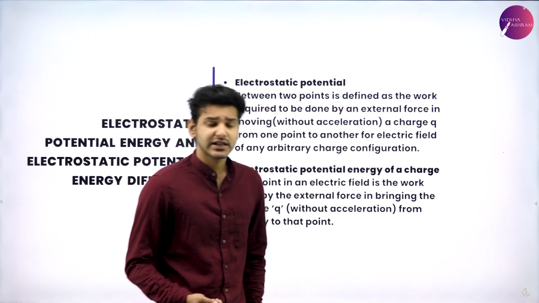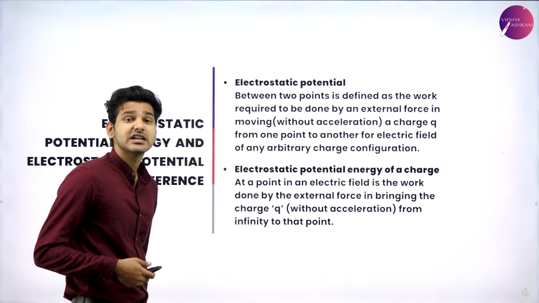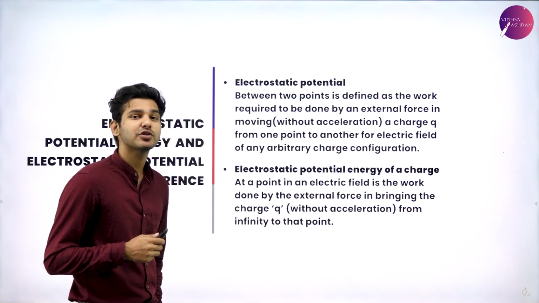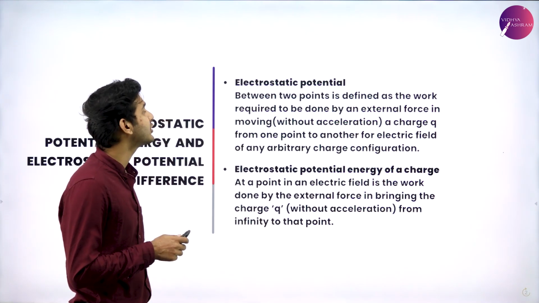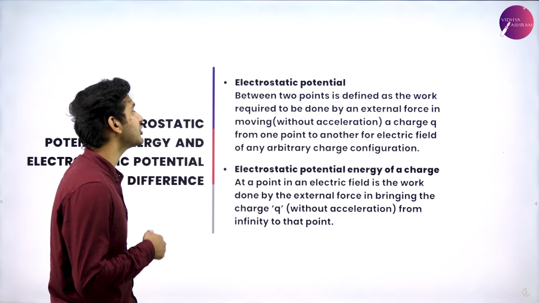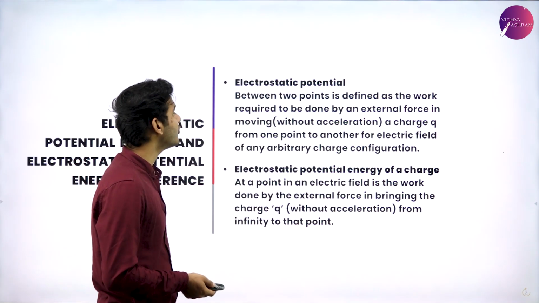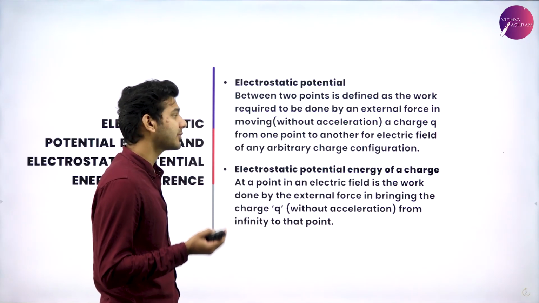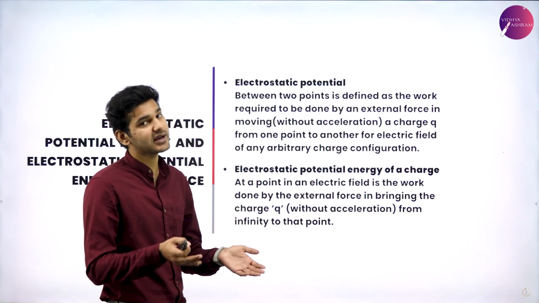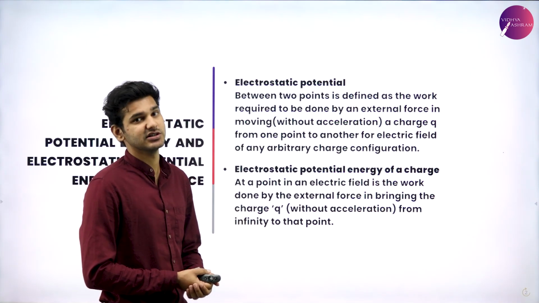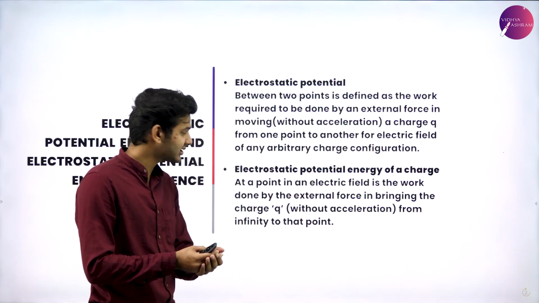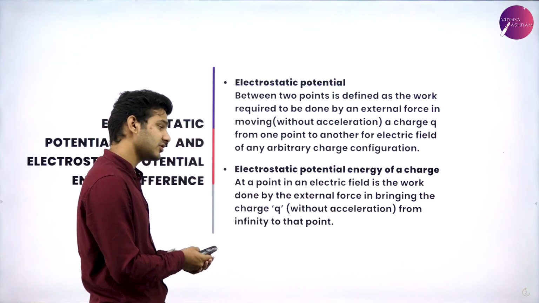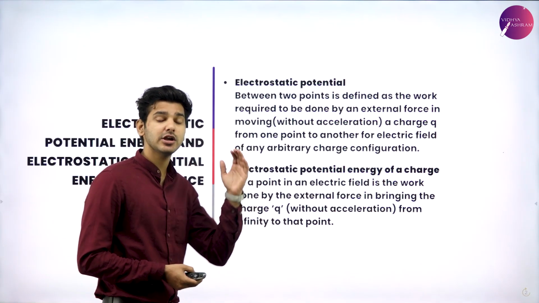So what exactly is electrostatic potential and what exactly is electrostatic potential energy? They are very similar but slightly different in nature. Electrostatic potential is defined as the potential between 2 points, defined as the work required to be done by an external force in moving a charge Q from one point to another point in the electric field of any arbitrary charge configuration, that is plus or minus Q, without any acceleration. And electrostatic potential energy is defined as the amount of work done by an external force in bringing charge Q, again without acceleration, from infinity to a particular point.